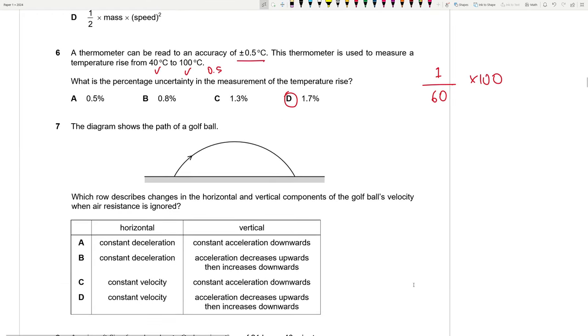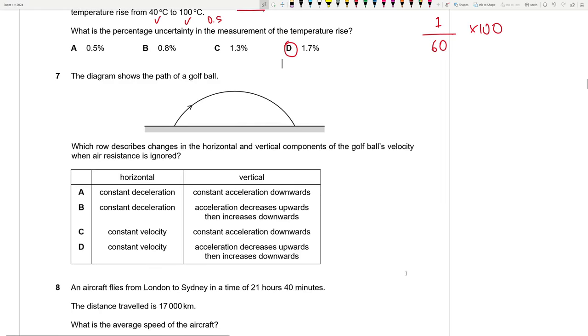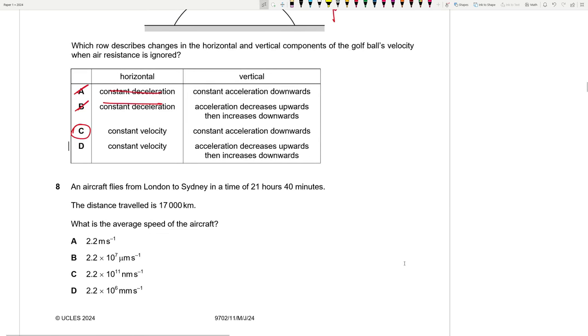The diagram shows the path of a golf ball. Which row describes changes in the horizontal and vertical components of the golf ball's velocity when air resistance is ignored? Okay, so the horizontal velocity will always be constant since there is no air resistance. So it has to be between C and D. And vertically, it always has gravity acting downwards, so there will be constant acceleration downwards all the time. It will never change. 7 is C.